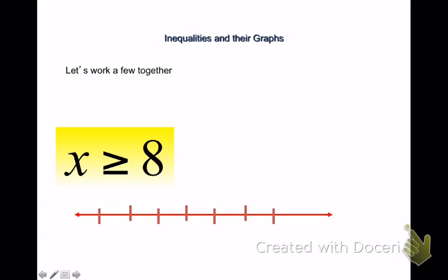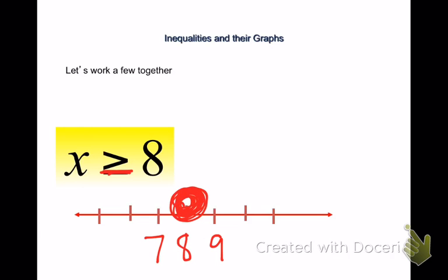I'll bet you can guess where this is going. This time, x is greater than or equal to 8. So I'm going to put 8 on my number line. I'm going to put one bigger, one smaller. There's that equal to symbol, so that means when I graph it, I'm going to fill it in all the way.